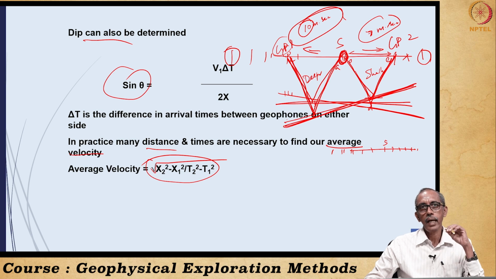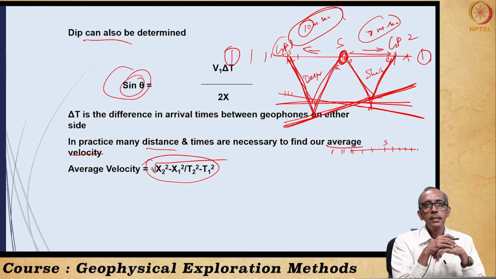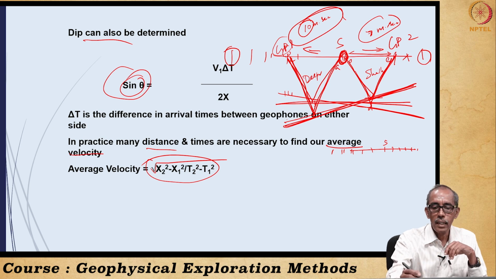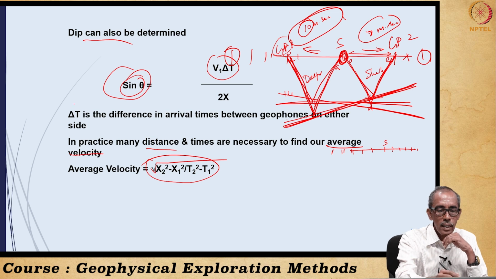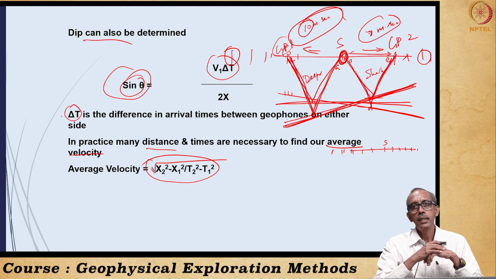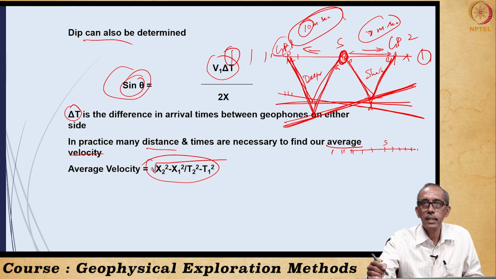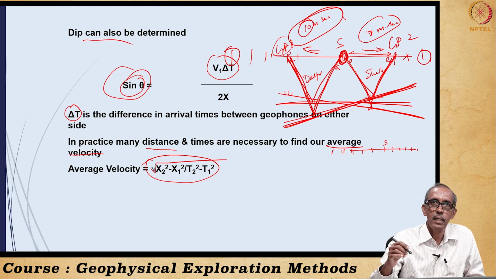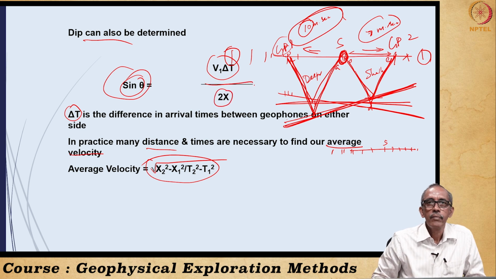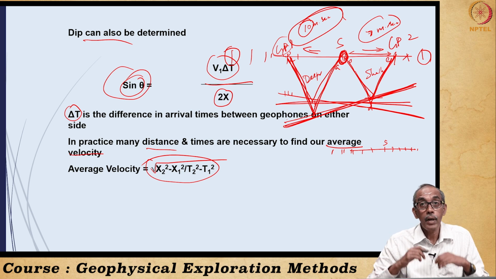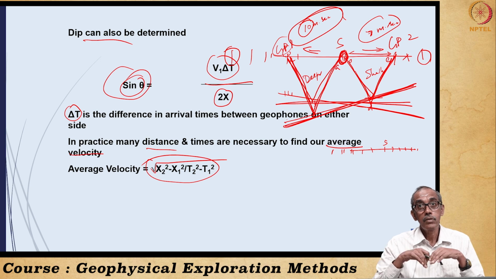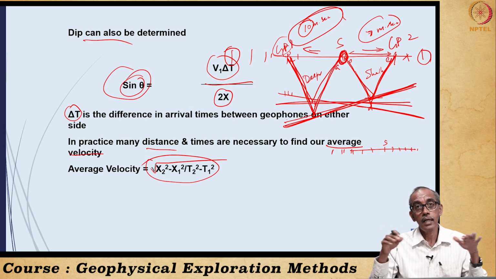So with this time lag we are able to determine the angle of dip, which is sin theta equal to V1 multiplied by delta t by 2x. What is delta t? Delta t is the time difference between these. In this picture, what is the time difference? 10 minus 7, which is 3 milliseconds, divided by 2 times the distance between the source and the geophones. So using this relationship we can determine the dip of the formation below the ground surface, which is invisible to us. It is interesting, isn't it?